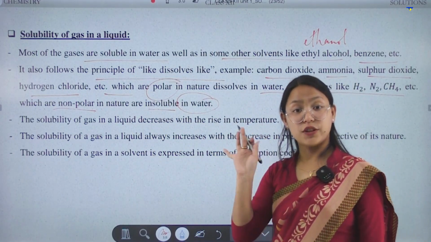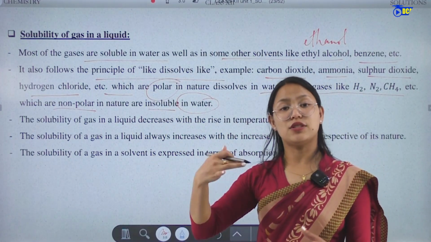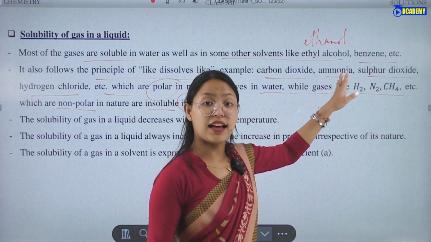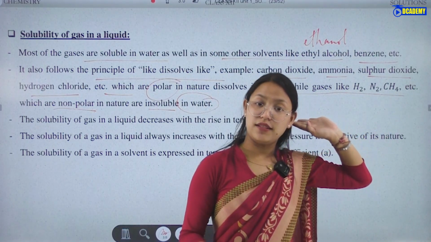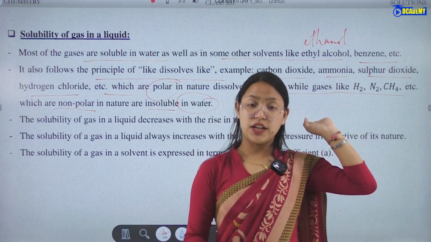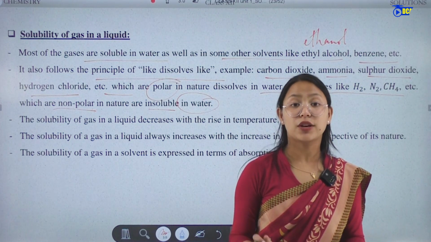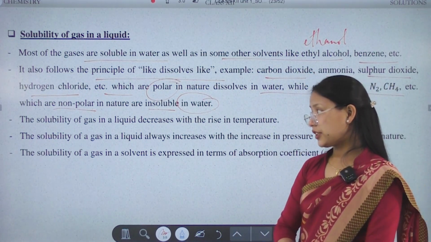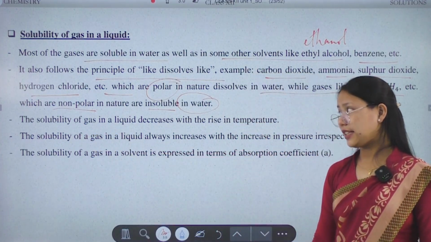Polar solutes dissolve in polar solvents, and non-polar solutes dissolve in non-polar solvents. They might get dissolved in non-polar solvents like benzene and carbon tetrachloride, because those are non-polar solvents. Then the next point, the solubility of gas in a liquid.